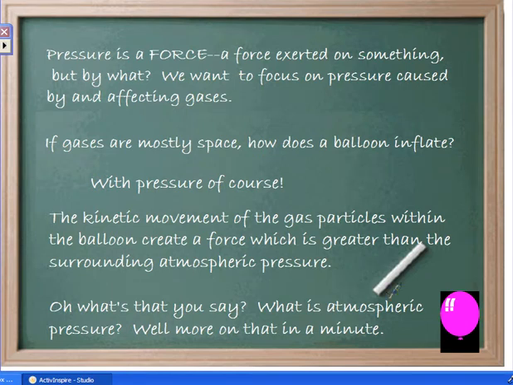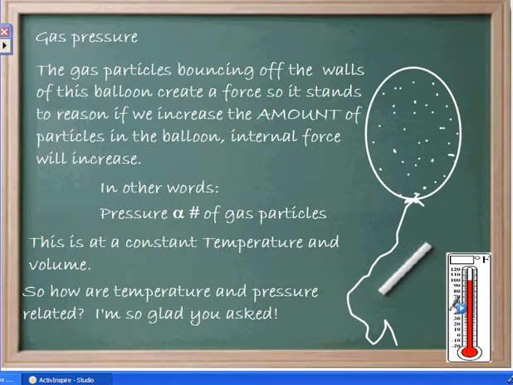Let's take a look at this balloon a little bit more. In my nice little drawing of a balloon here, you're going to notice that there are some gas particles. These gas particles are bouncing off the inside of their container, in this case, the balloon. So if we increase the amount of particles in there, we're going to increase the number of collisions. In other words, pressure is directly proportional to the number of gas particles. As we increase the number of gas particles, pressure is going to increase. If we decrease the number of gas particles, we're going to decrease pressure.